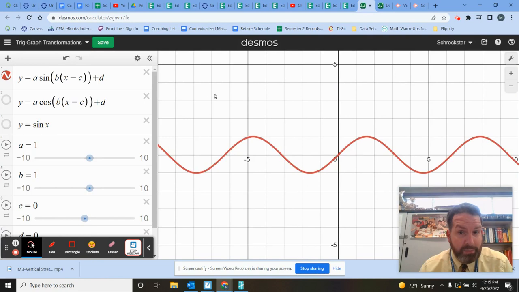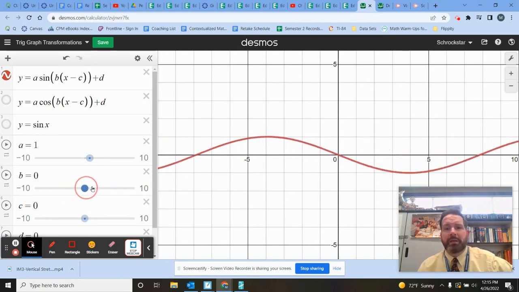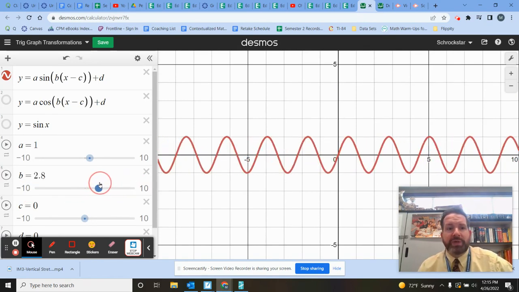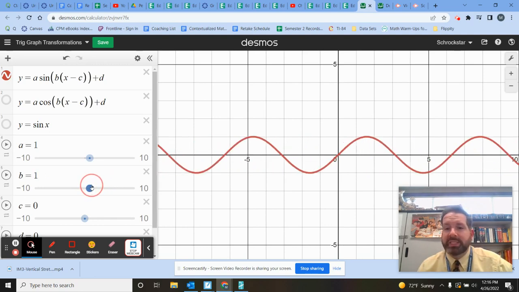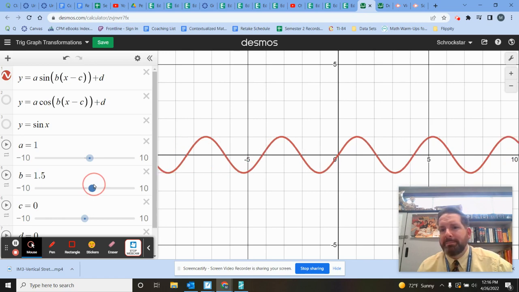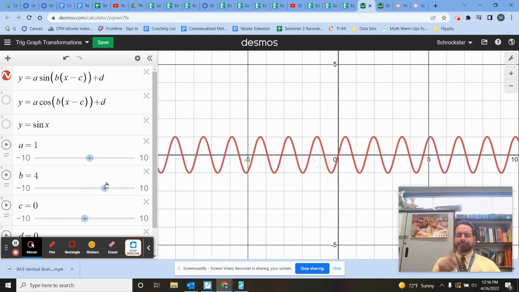I hope that you ended up with the same thing I ended up with. It's this one right here. It's the B that does that. So we know A is your vertical stretching, B is your horizontal stretching and compressing. So what we've seen is when B is 1, you've got a regular old sine graph. As you make your B bigger, your graph is getting compressed. And I hope that makes a little bit of sense.